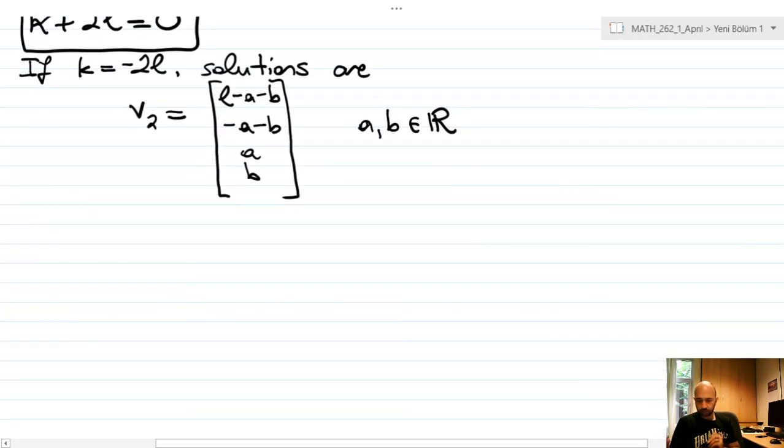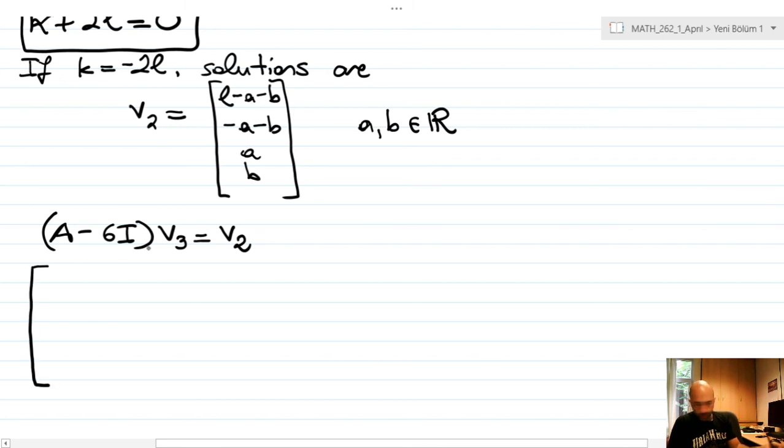But we are not done because we still have one more equation which should be solvable. Let's write the condition here now. Again, write A minus 6I once again.